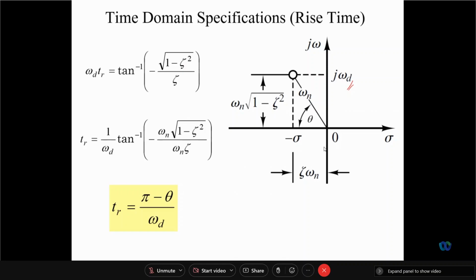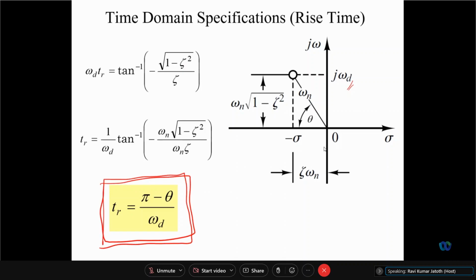All right. So the expression for rise time is (pi minus theta) by omega d. So we will be using this particular equation for rise time from now onwards. So if any second order system is given, right, and if so what is theta here?